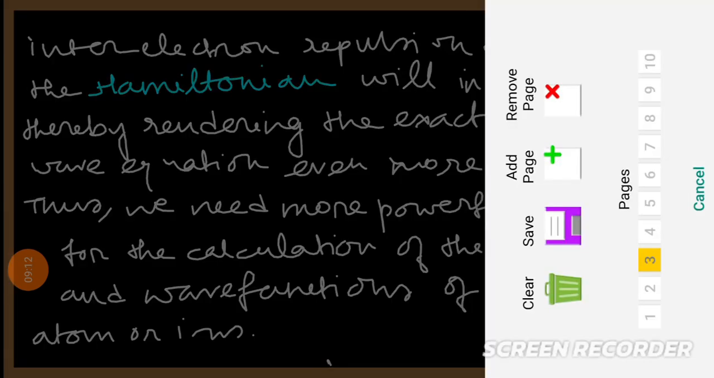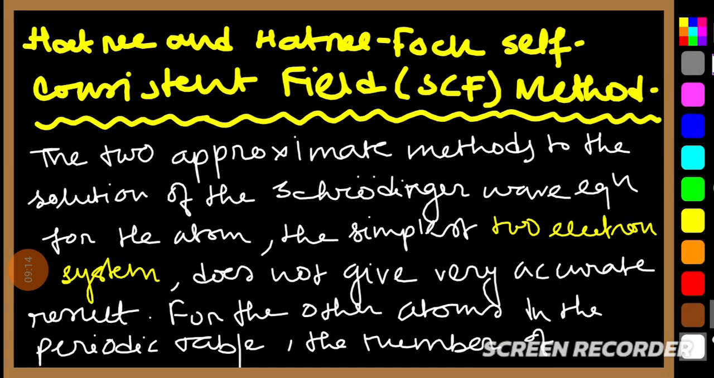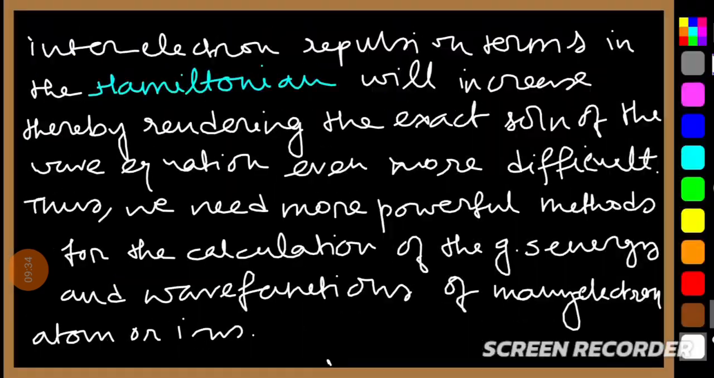Okay, so what did we say? Hartree and Hartree-Fock self-consistent field SCF method are the two approximate methods to the solution of the Schrödinger wave equation for the atom. The simplest two electron system does not give any accurate result. So for the other atoms in the periodic table, the number of inter-electron repulsion terms in the Hamiltonian will increase, thereby rendering the exact solution of the wave equation even more difficult.